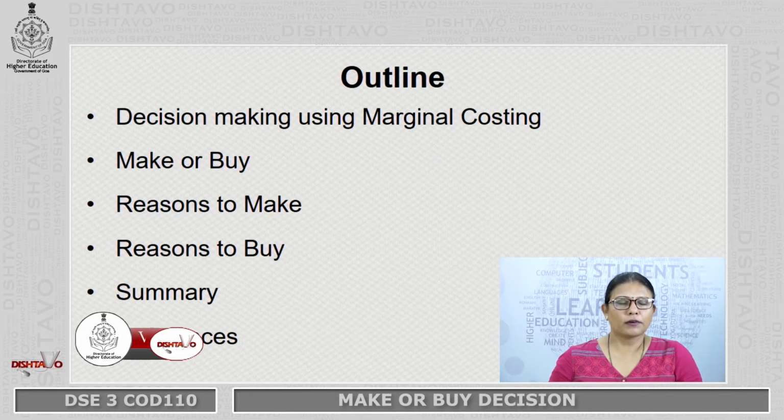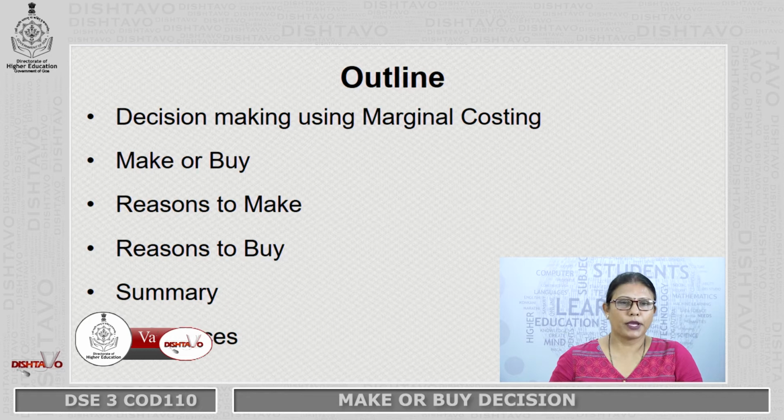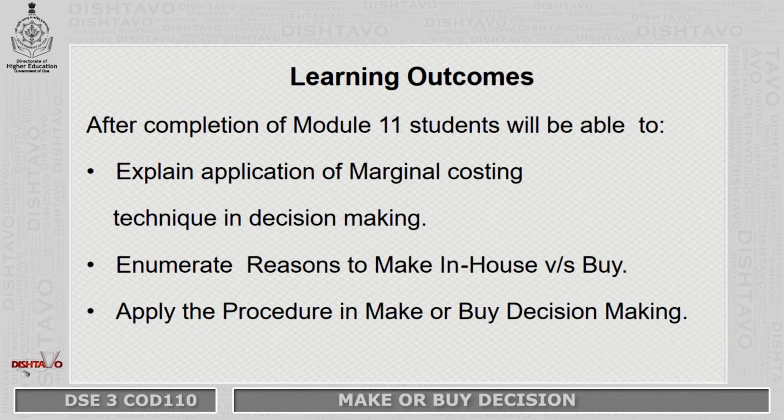Under this I will be covering decision making using the marginal costing technique, make or buy decision, reasons to make, and reasons to buy. At the end I will summarize and give you all the references. The learning outcomes of this module are: you will be able to explain the application of marginal costing technique in decision making, enumerate reasons to make in-house versus buy, and apply this procedure in make or buy decision making.